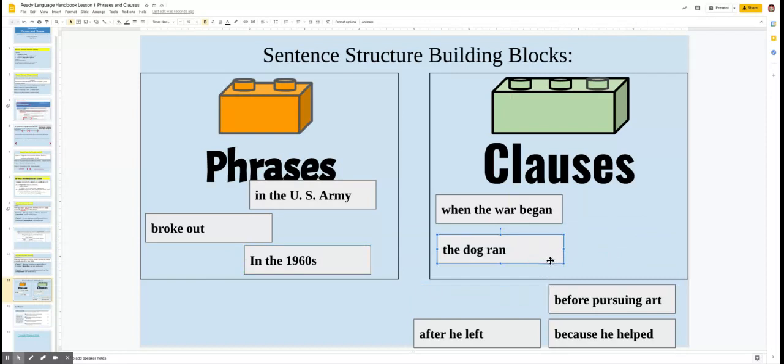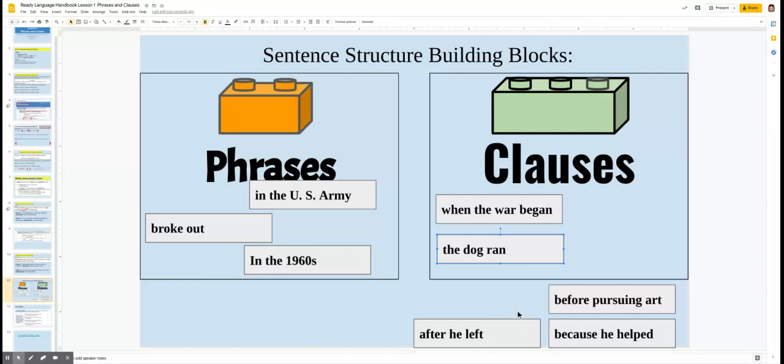Good job. It is an independent clause. I can just say the dog ran. I could change that T to a capital T, and I could put a period after ran, and that makes complete sense because guess what dogs do? They run. Now let's go look at after he left.